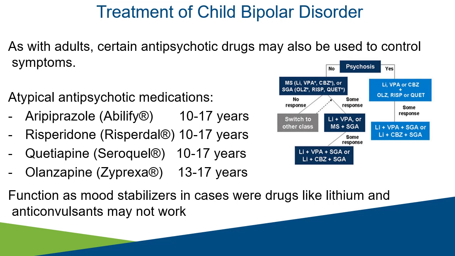Now for second line medications, second line to lithium and or the anticonvulsants, valproic acid and carbamazepine, you have the antipsychotics. These are going to include aripiprazole, risperidone, quetiapine, which is more frequently called Seroquel, and then olanzapine. These all have the same age range of 10 to 17, except for olanzapine, which is the outlier and cannot be started until 13 years of age.